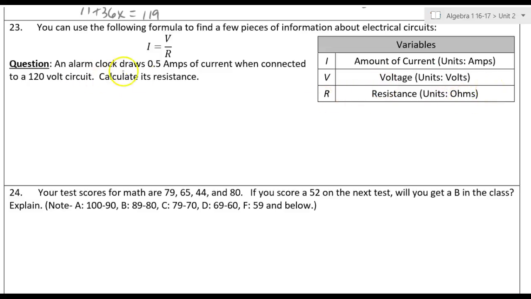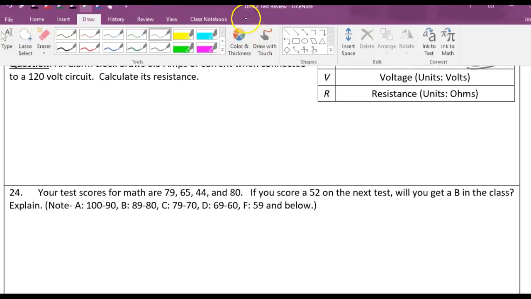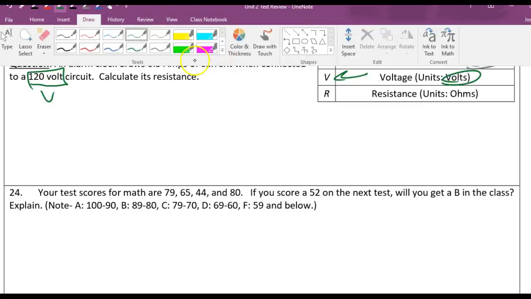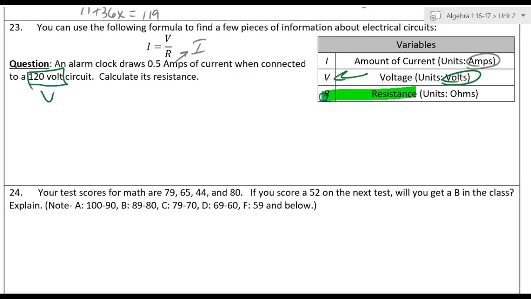So it tells you an alarm clock draws 0.5 amps. Well, amps are my I, so this is my I. And then it tells us that it's currently connected to 120 volts. Well, volts are V. Find the resistance. Well, the resistance we said is R, so this is our R. We're looking for R, so I'm going to plug in the information. I is 0.5, equal to my volts, 120, over R, which we don't know.